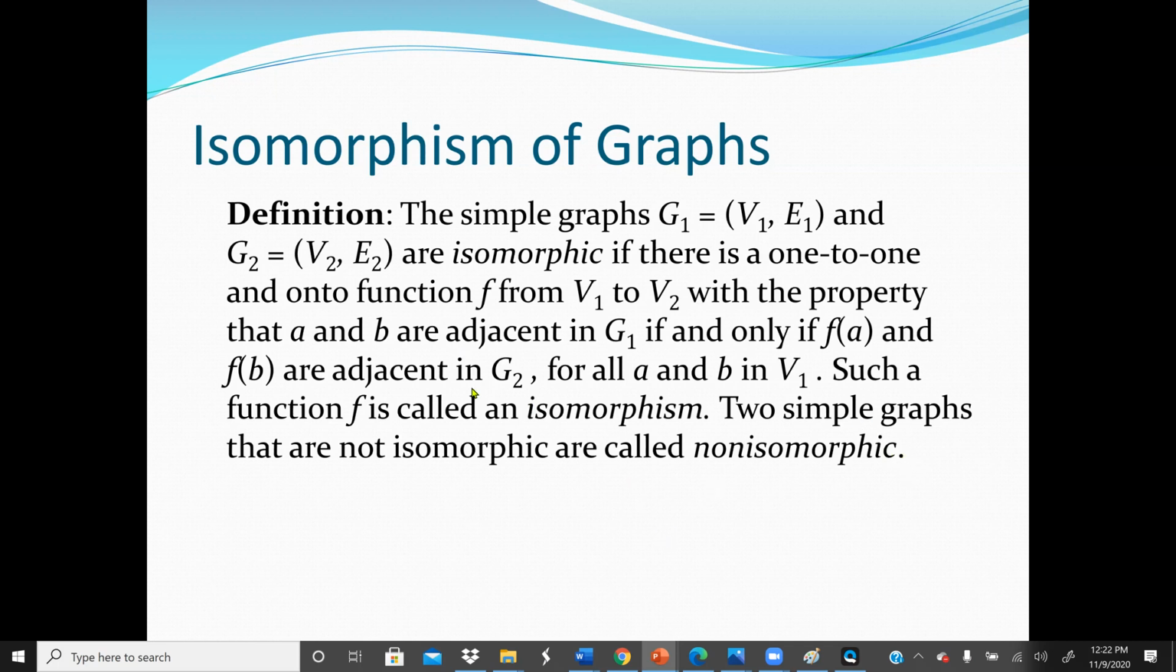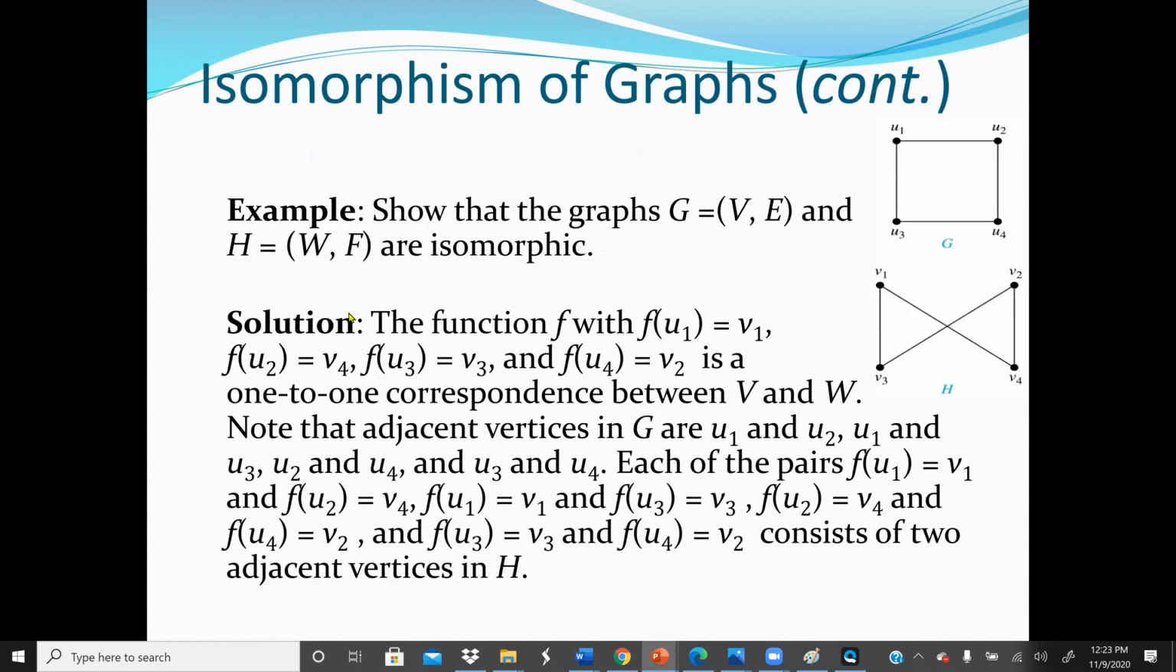So the whole definition here is that if we have two graphs, let's say G1 and G2, first they have to have a one-to-one and also onto function f from V1 to V2 with the property that A and B are adjacent in G1 and also f at A and f at B are adjacent in G2. Then we can say that these two graphs are isomorphic. And again, we will go through an example soon and we'll get the point.